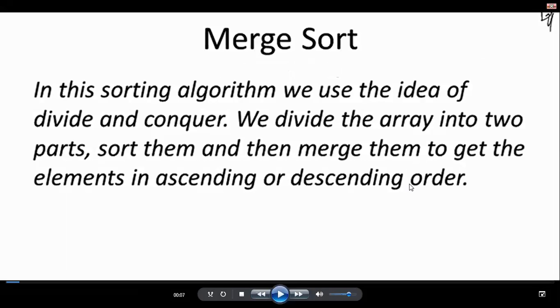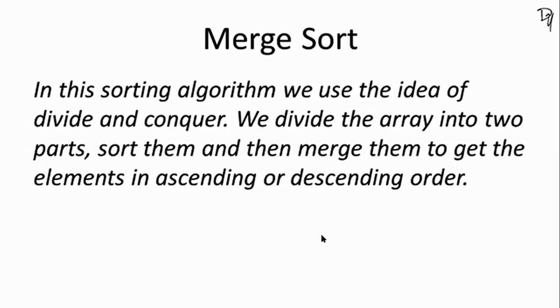First we have to divide the whole given array into two subarrays. Then the subarrays can be sorted. Then both can be merged together to get the whole set of elements in ascending or descending order, right? So this is the working mechanism of merge sort.